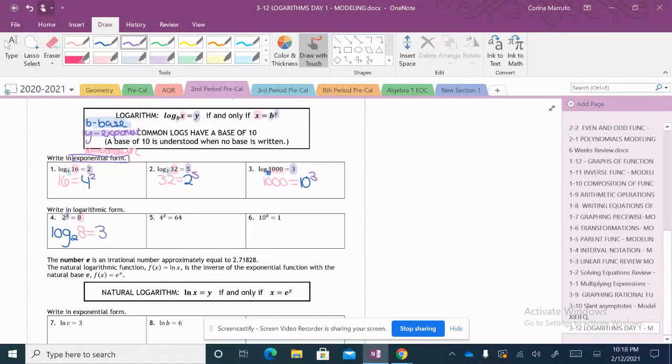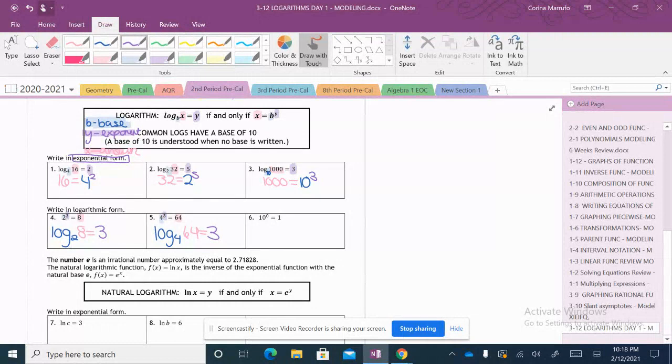Okay, moving on to the next one. Here we have log. Our base is 4. And then you write your answer. My answer here is 64, so I write log base 4 of 64 equals my exponent. So my exponent on this problem is 3.